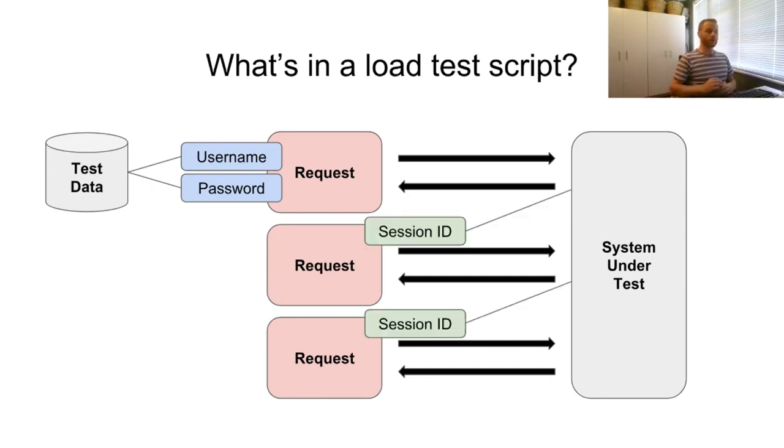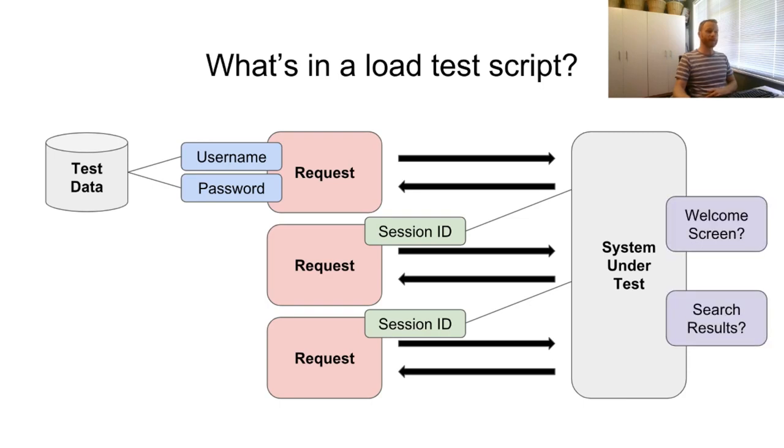Then we have a situation where once we're logged on, the server returns a session ID. Now we need to take that session ID that comes back from the server and we need to pass it in all subsequent requests. Because if we don't pass it, the server's going to reject us and say that we haven't authenticated or our session is invalid. So that process of extracting a value from a server response and using it in a future request, that's called correlation. And that's another important thing that we build up in our load test scripts.